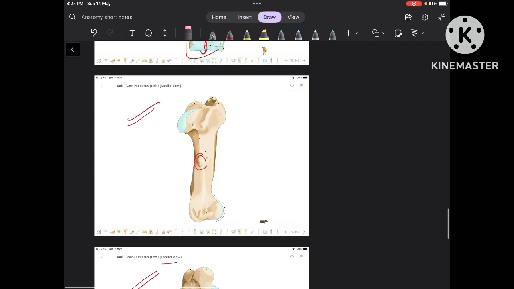We can say this is the medial surface, and this is the medial view of the humerus. The medial surface of the humerus shaft is almost smooth except for the teres tubercle. This is the teres tubercle, and it is present just above the middle.